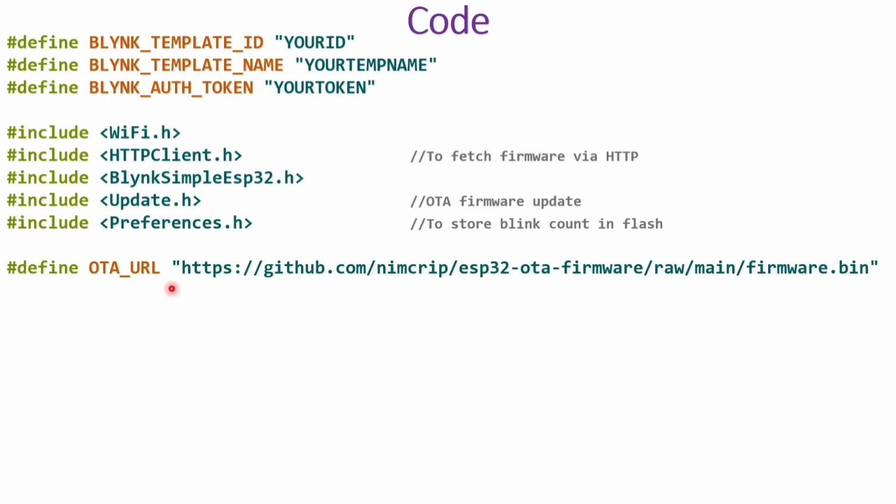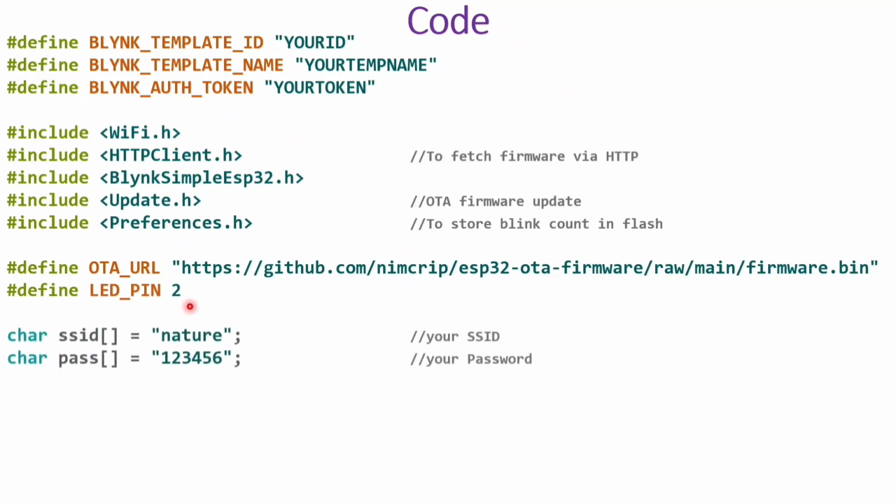Then the OTA URL. This is the GitHub URL on which you can see the firmware.bin file that I'm going to load from this GitHub. And this is the URL for the same. Again, I will show you how you can find this URL later on. The LED pin is connected to GPIO2. Then SSID and password. Here you have to replace your Wi-Fi credentials, SSID and password, through which ESP32 will connect to the internet.